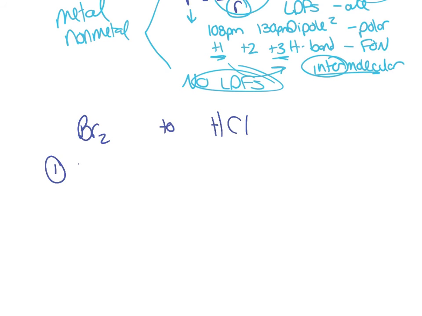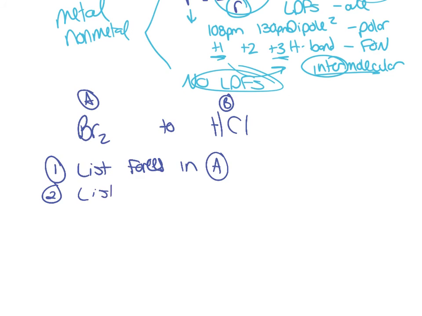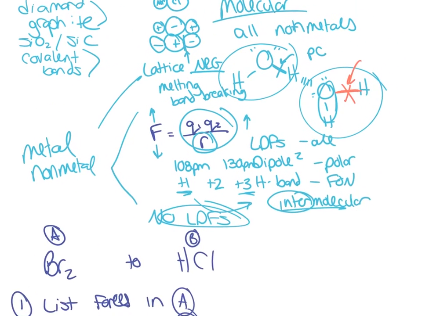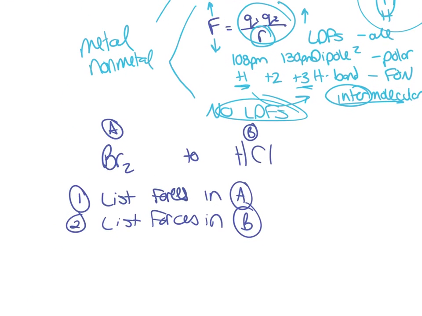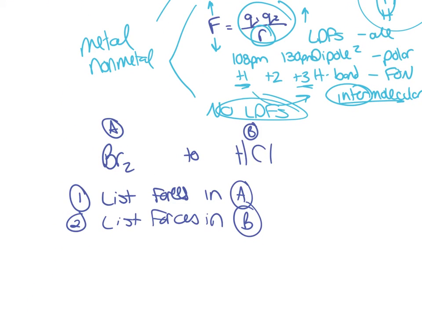Sentence 1, you need to list the forces. That's A and that's B. You need to list all the forces in A, and then you need to list all the forces in B. Now, the examples we've been doing have been having you compare ionic things to molecular things. So this example I gave you here is not, but if I'm asking you to compare something that's ionic, your forces are going to be lattice energy, ionic electrostatic forces. But if it's molecular to molecular, that's when you're talking LDFs and intermolecular forces.